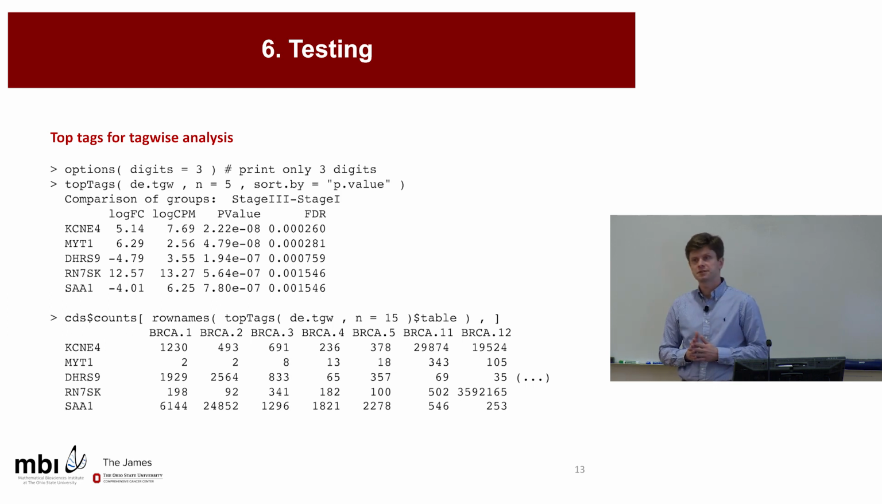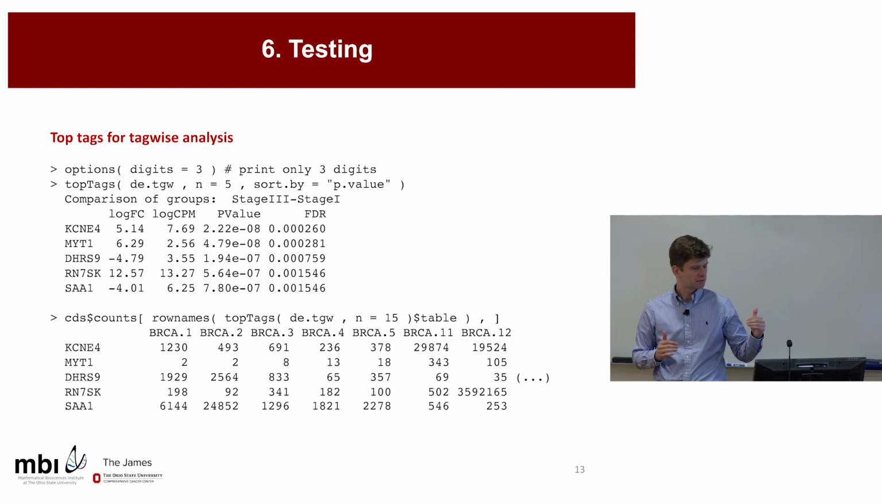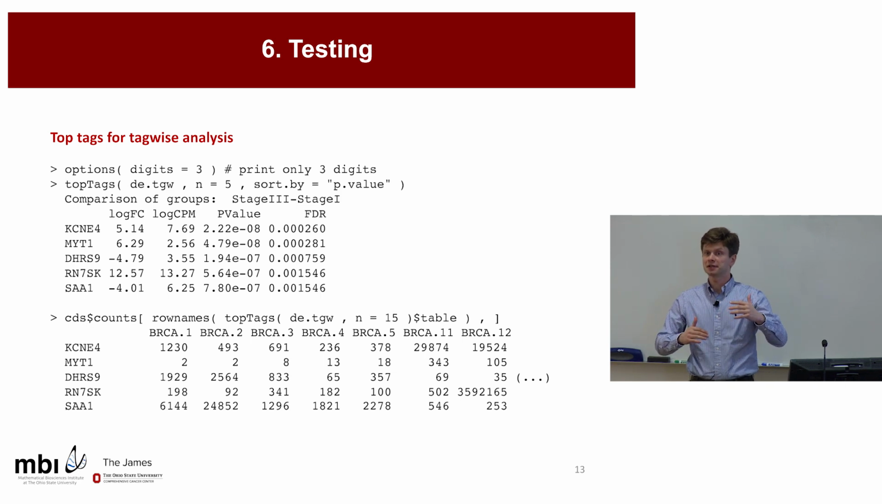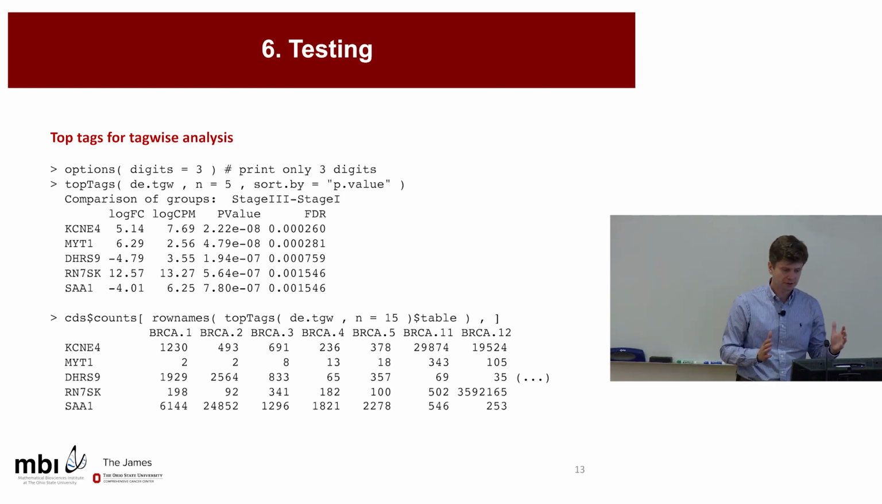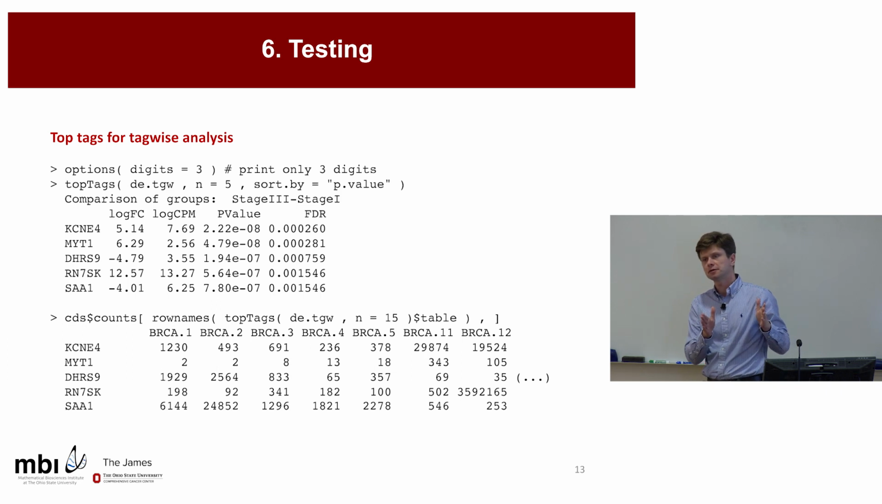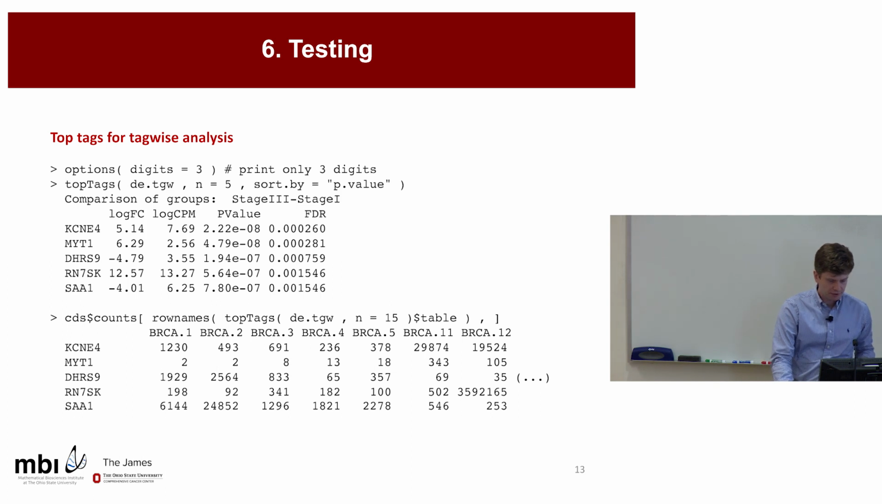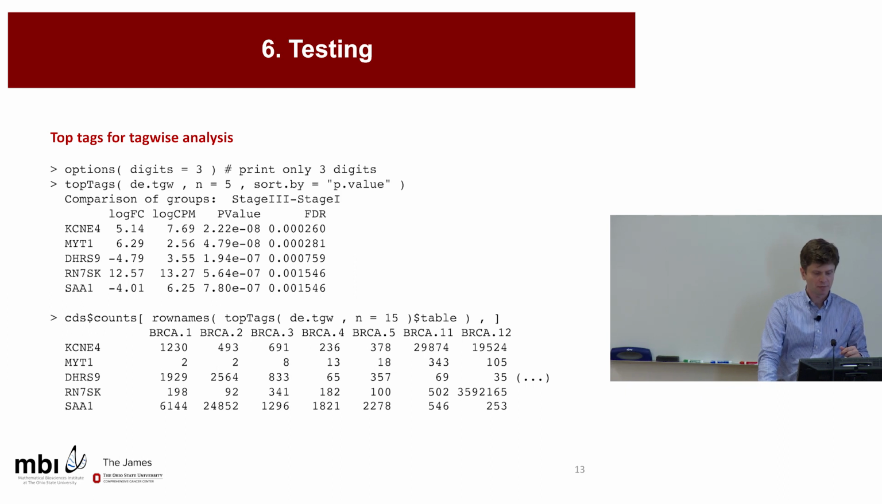And if you would like to see whether these FDRs, p-values and fold changes are based on some outliers that affect the results, or whether it's consistent, you can see the raw count table with the order of the genes by p-value by typing counts of CDS. So basically, you call the counts object from the CDS data object with the ordering of the row names from the result table.